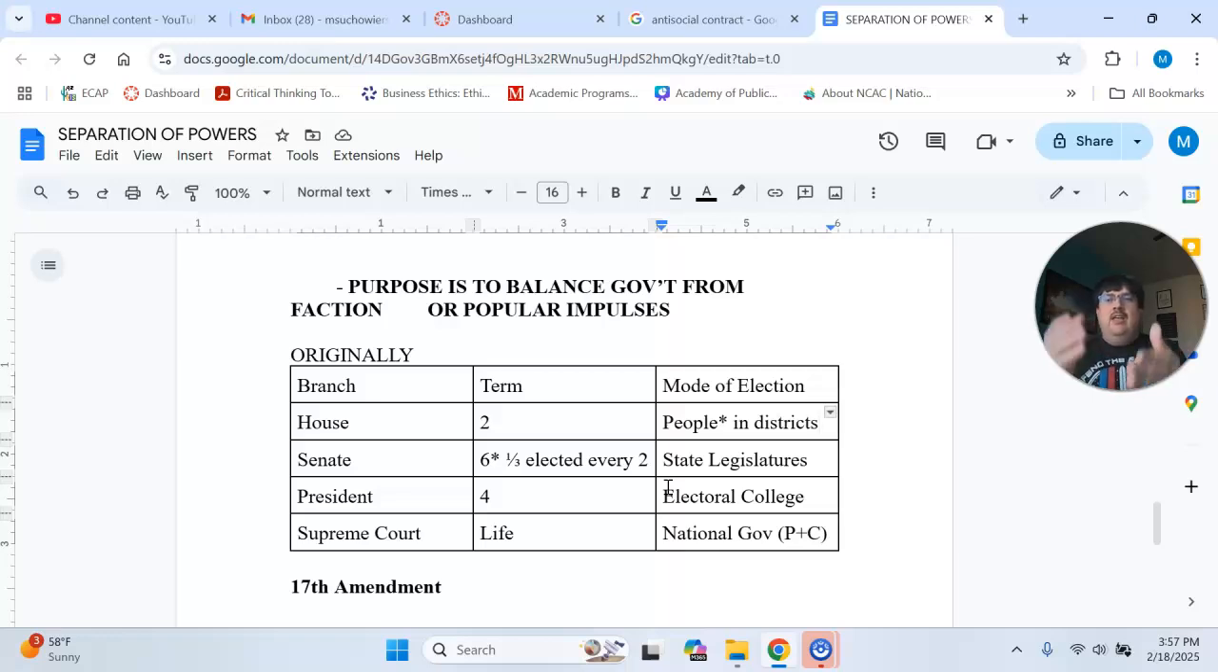And that's why those modes of election are all different, because we needed state legislatures, the electoral college, and the national government, all to create this balanced system.